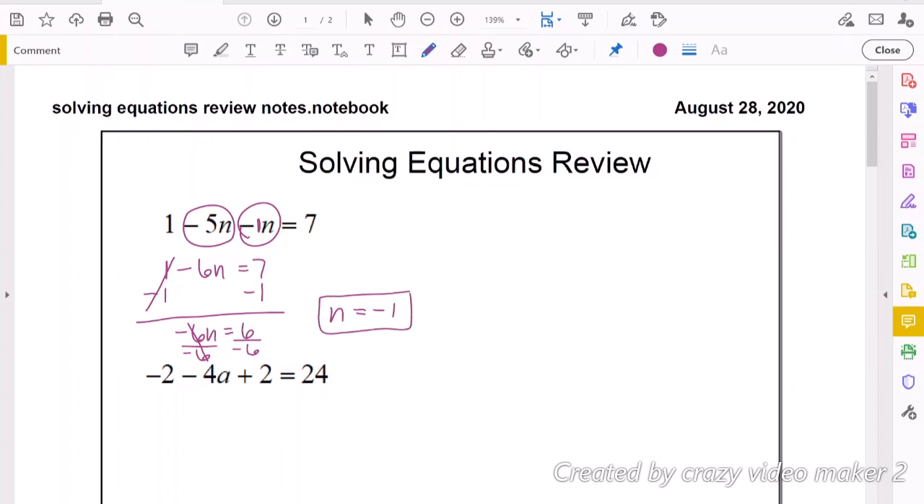So there we go. And in order to check your work, you could take this n equals negative 1 and plug it back in to see what you get. So I have 1 minus 5, and instead of n, I'm going to put negative 1, then minus negative 1, equals 7. Okay, so I have 1, and then what's a negative 5 times a negative 1? That's positive 5. And then again, a negative 1 times this negative 1, that's positive 1. It's equal to 7. 1 plus 5 is 6, plus another 1 is 7. So 7 equals 7, so we did it correctly. So n is equal to negative 1 for that first one.